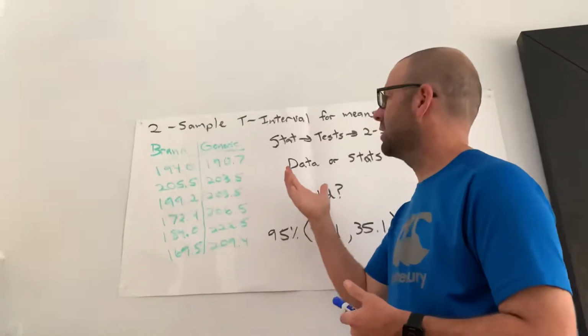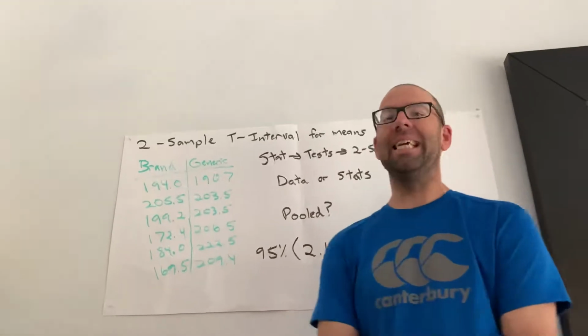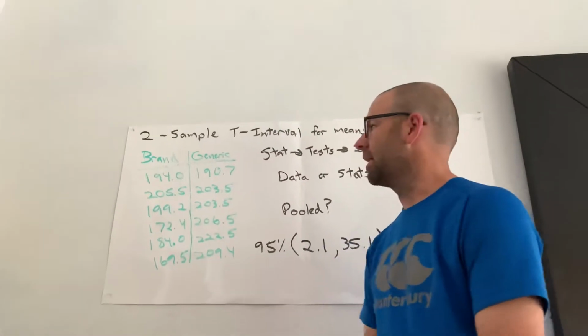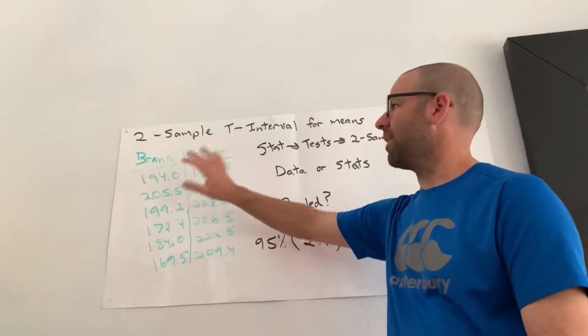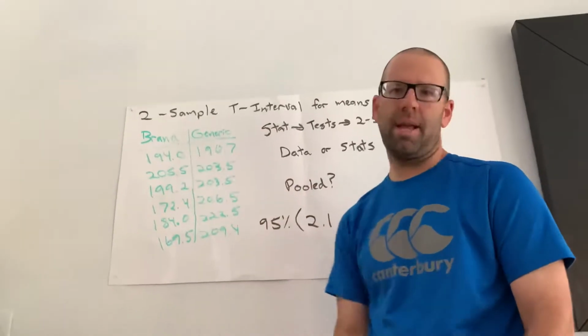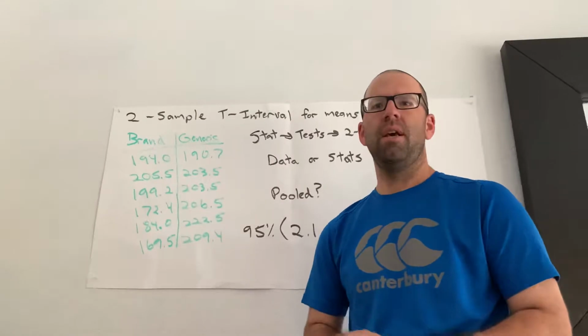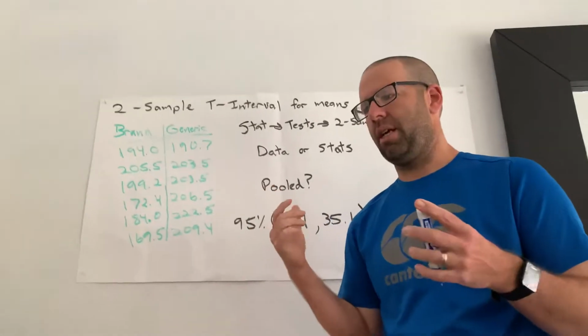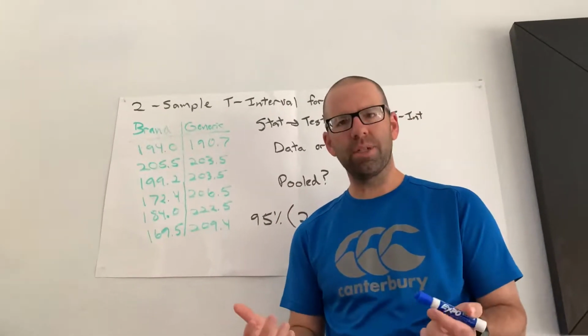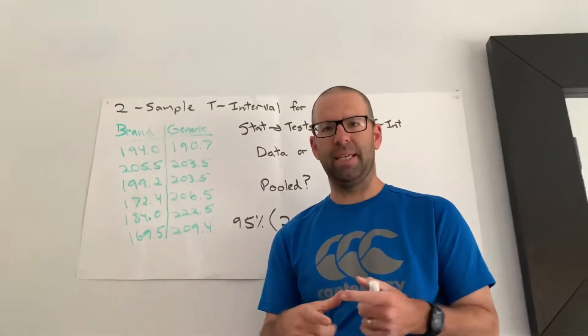Okay, so this is just continuing the 2-sample T interval that we had already talked about a little bit. This is straight out of your book. The very first page talks about brand name batteries and generic batteries. And there was these things called CD players. They were compact disc players.